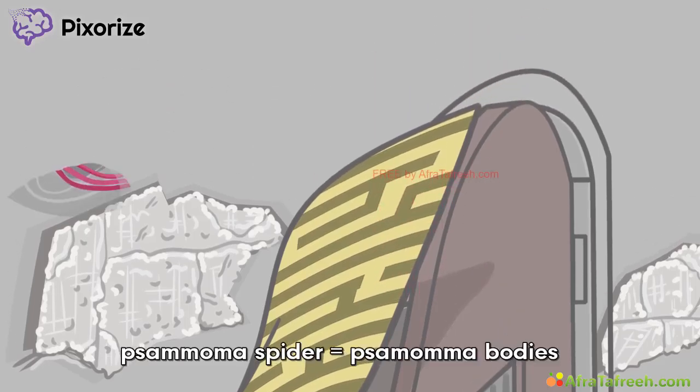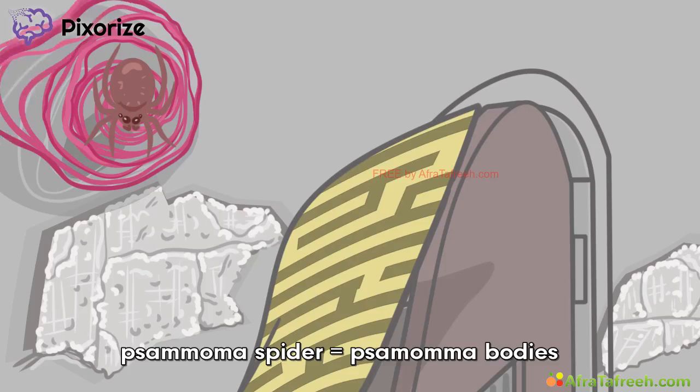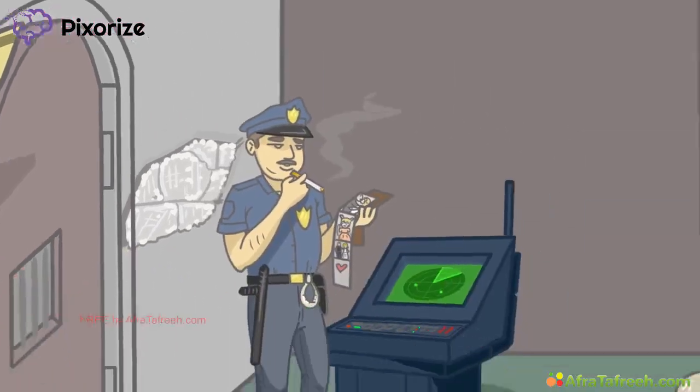Next, see the spider in the corner? This is our Psammoma spider, and its web looks a lot like a Psammoma body. Psammoma bodies are just round collections of calcium that are seen histologically, and you guessed it, they are seen in mesothelioma.